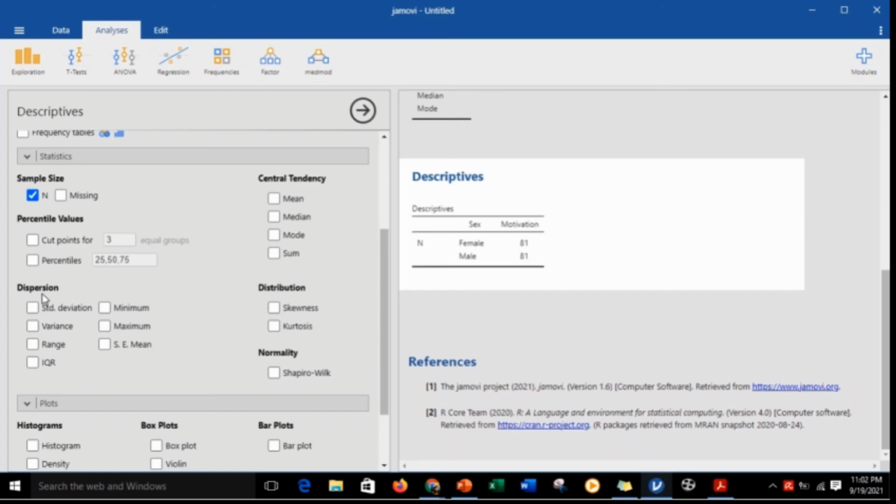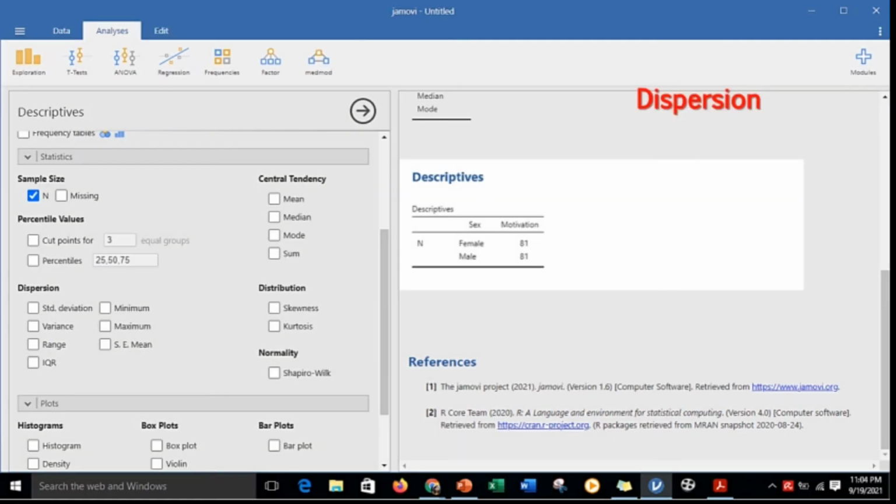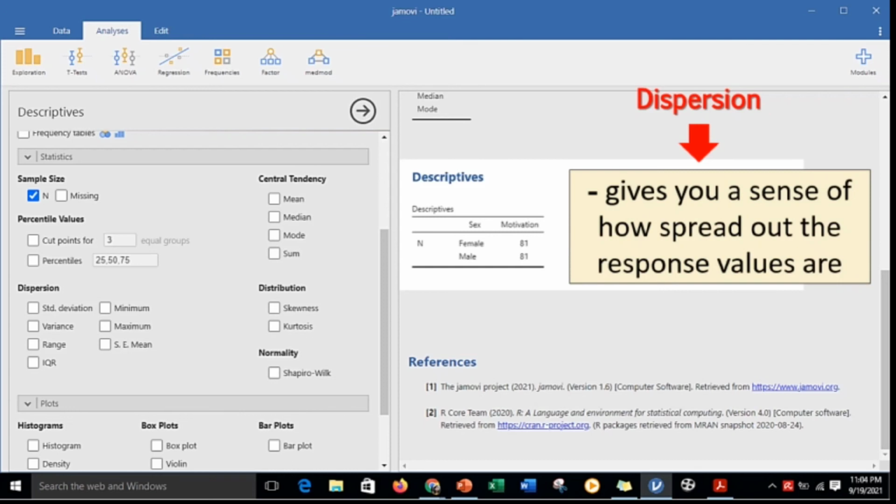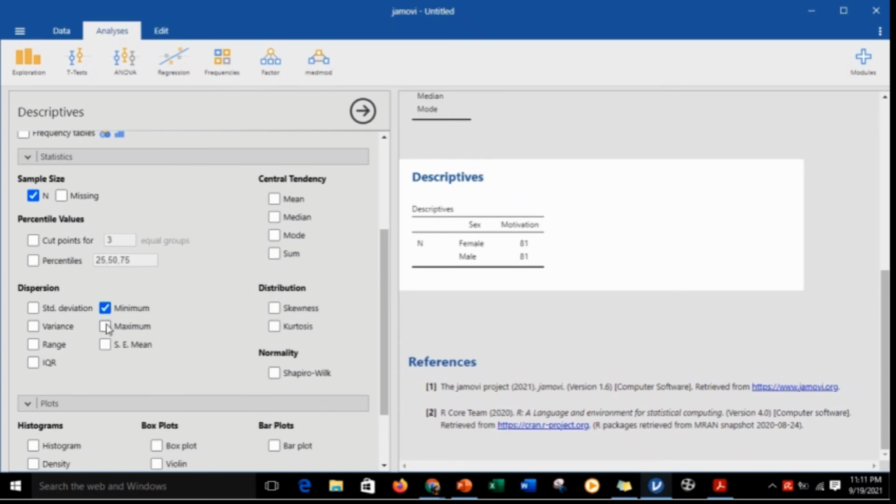So what do we mean by dispersion? Dispersion, which is also known as measures of variability or spread, gives you a sense of how spread out the response values are. Let us check everything for a while.